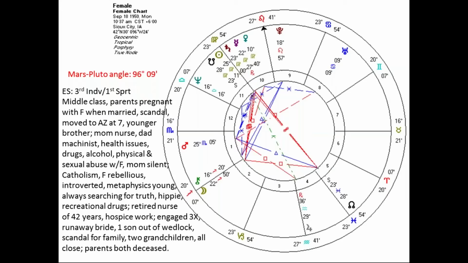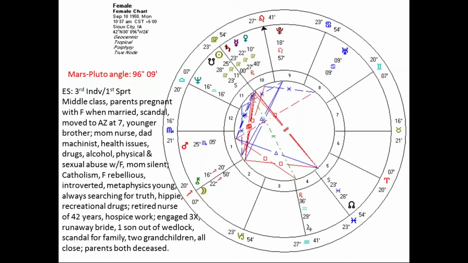And so with this chart example here, the Mars-Pluto angle is 96 degrees. If we start with Pluto up here at about 19 degrees Leo in the 9th house, Mars has moved 96 degrees to 25 Scorpio in the 1st house. For the chart recording, the data is September 18th, 1950, 10:37 a.m. in Sioux City, Iowa. This chart example feels that she is transitioning third individuated to first spirituated.